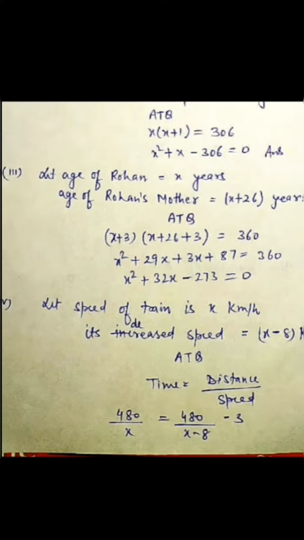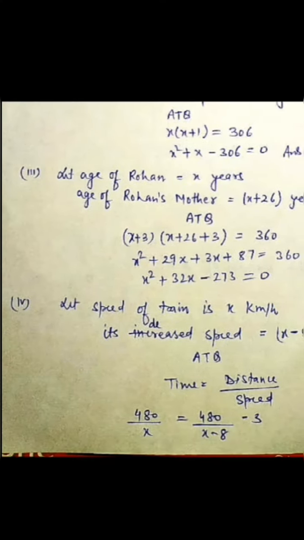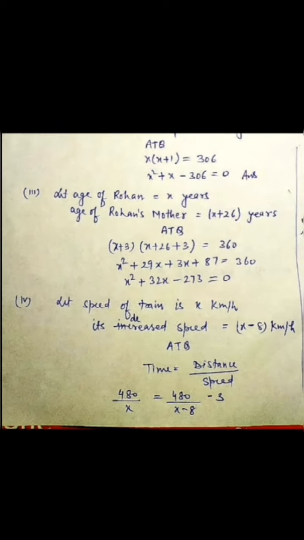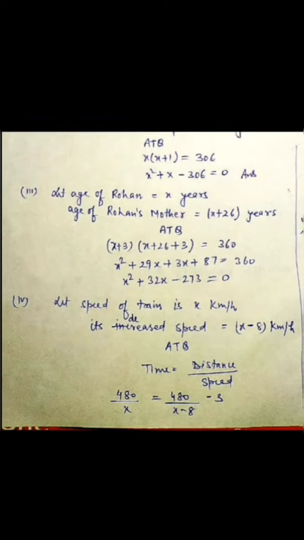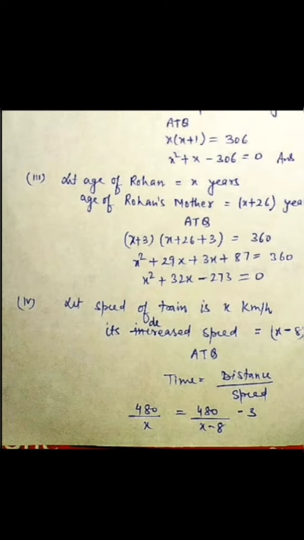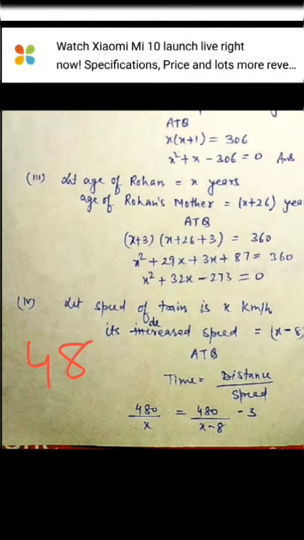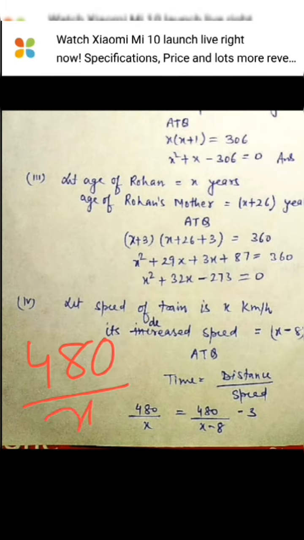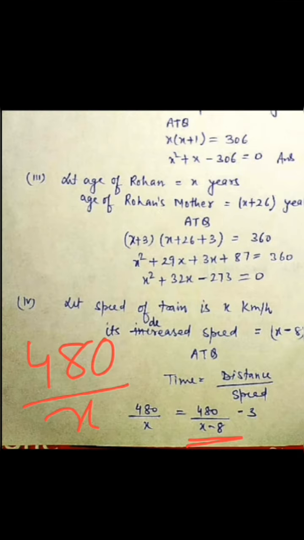Okay, next part it is given that a train covers a distance of 480 kilometers and if its speed is decreased by 8 kilometer per hour, it is decreased not increased. Okay, 8 kilometer per hour, then time will be increased by 3 hours, sorry. Okay, so we know that the formula for finding time is equal to distance upon speed. So in first case, distance is 480 kilometers and speed we assumed as x. Okay, so it will be 480 upon x. And in the second case, you can see here 480 upon x minus 8.